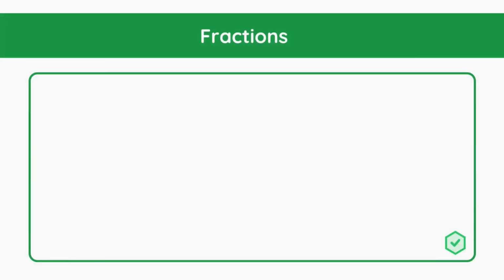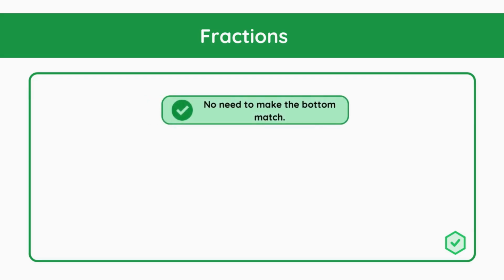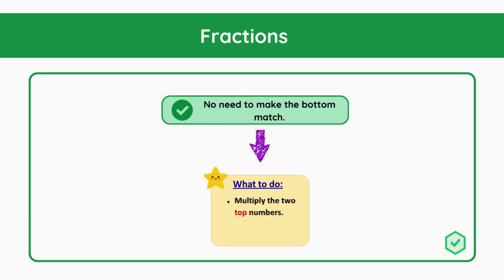Now let's move on to multiplying, and here's the good news. Multiplying is actually easier than adding and taking away. Why? Because with multiplying, you do not need to make the bottoms match. It means you multiply the two top numbers together to make your new top, and you multiply the two bottom numbers together to make your new bottom.